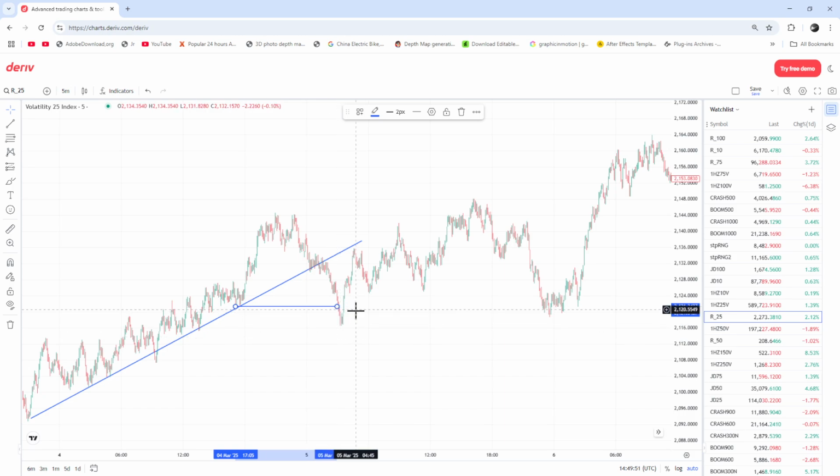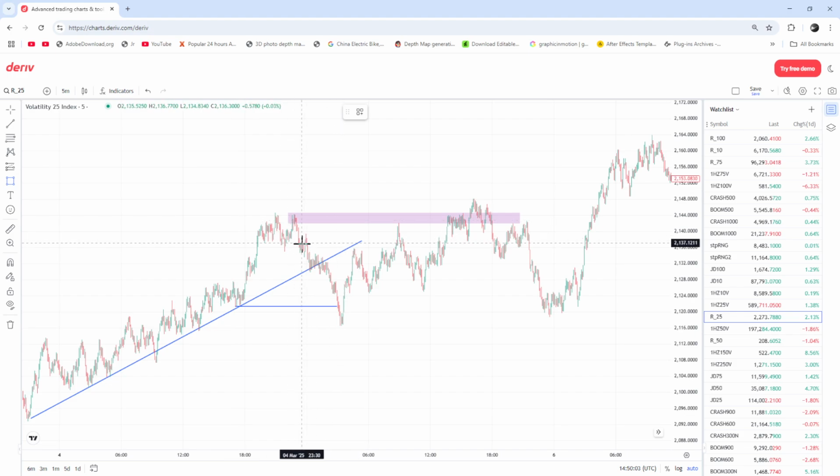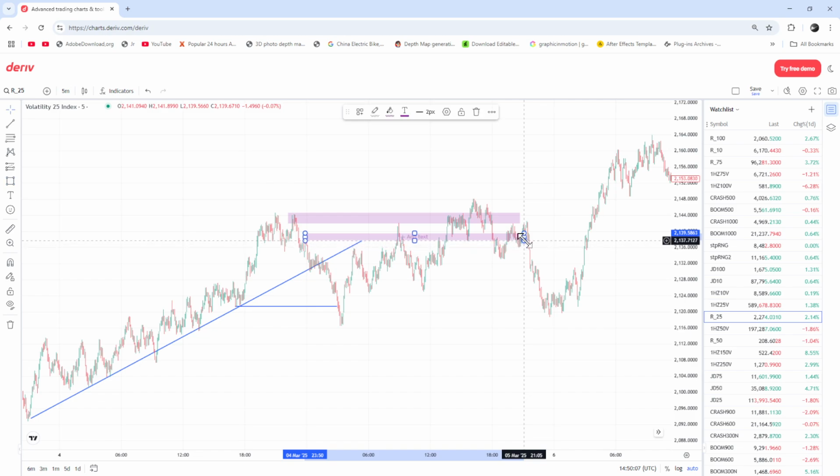Now which level made this break of structure happen? There are two levels here. One, there's this supply area here, and two, there's this supply area here. After this move pushed up to the upside here, you see.